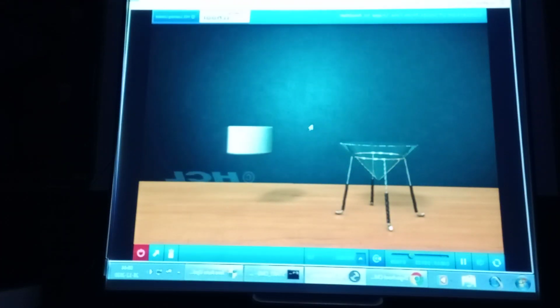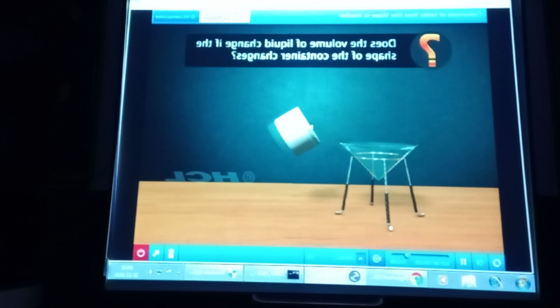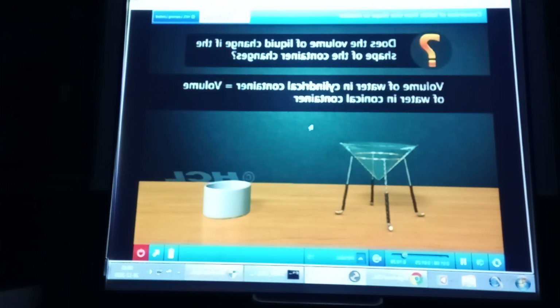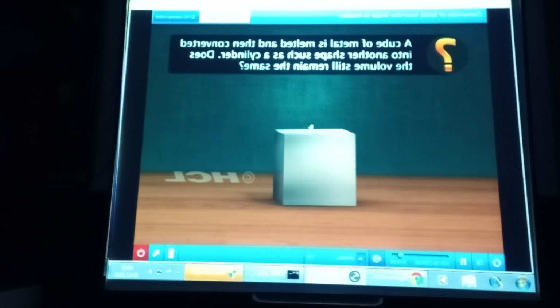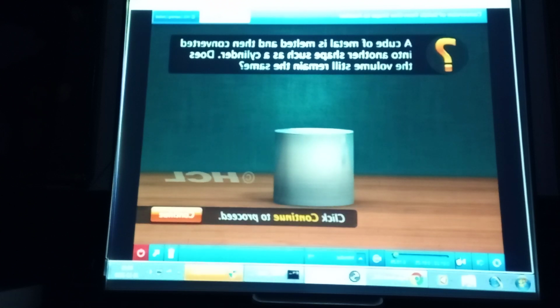When the liquid from this cylindrical container is emptied into this conical container without spilling a drop, does the volume of the liquid change? The volume of the liquid remains the same even though the shape of the container has changed. But what happens if a cube of metal is melted and then converted into another solid or shape, such as a cylinder? Does the volume still remain the same?